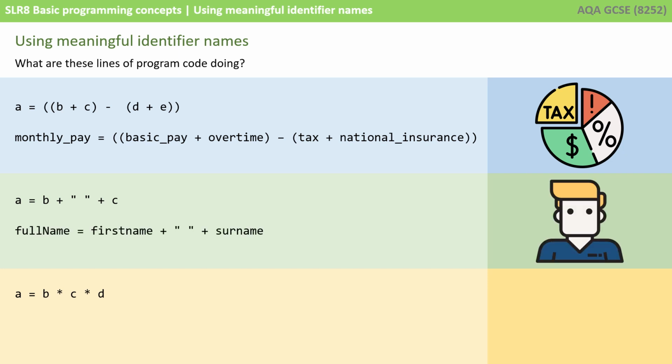In a similar way, the second line of code, once given meaningful identifier names, starts to make a lot more sense. It's prompting someone for the first name and surname, and then joining those together with a space in the middle and storing the result.